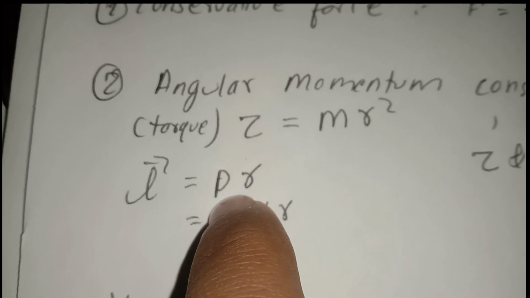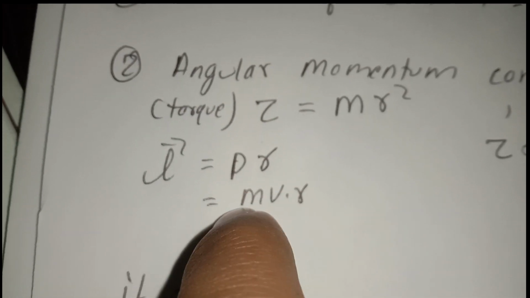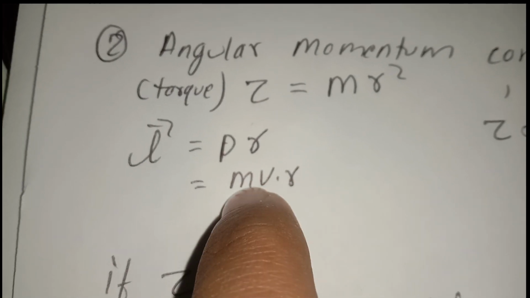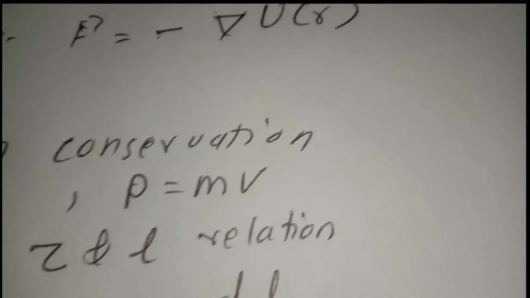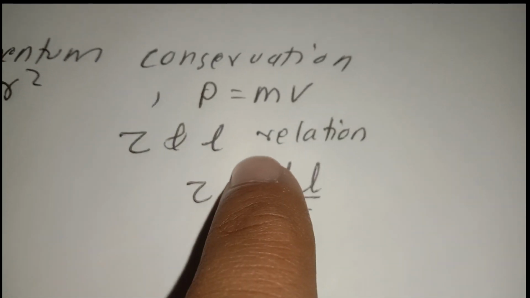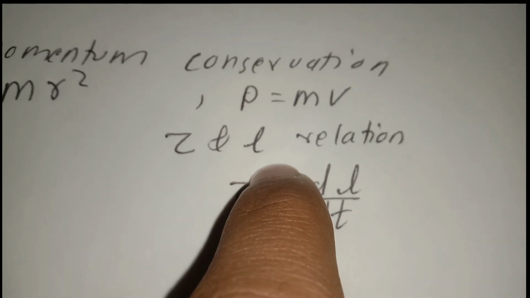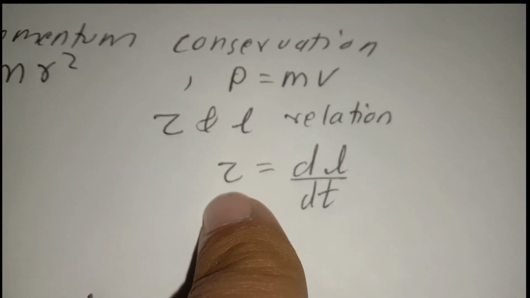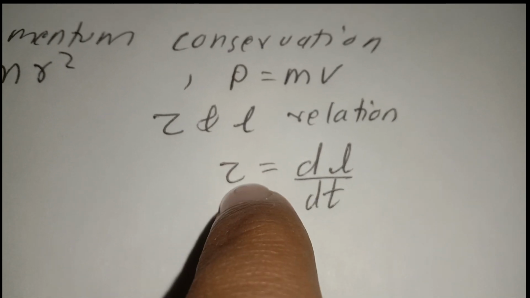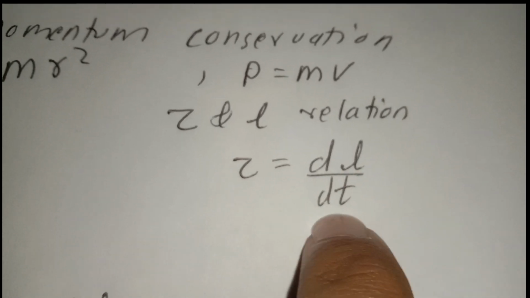Angular momentum means the multiplication of linear momentum by the radius, which is a distance. And mv is the formula of linear momentum. Next, the relation between torque and angular momentum is something like this. Tau is equal to the change in angular momentum upon change in time.